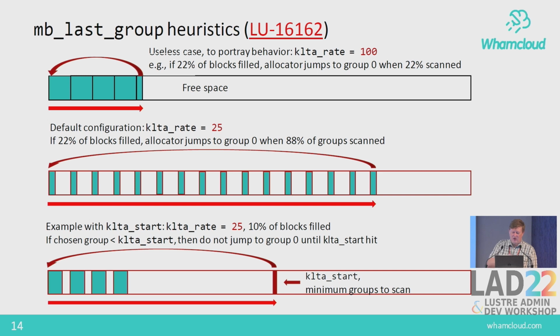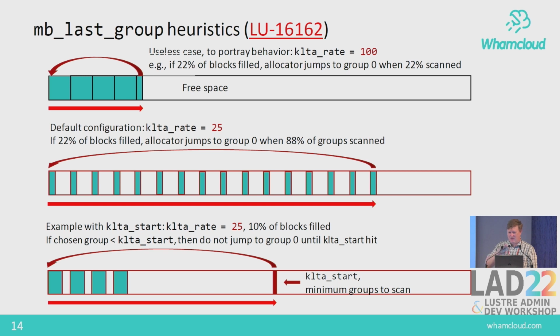And so in the example here, the file system is 22% full. They have this KLTA rate of 25, and so it means that when it's 25% full or less, then if you've scanned to the last group and it has hit 88% full, right? So that's 22% of the file system divided by the rate. It will reset to the beginning and try and prefer allocations from the beginning of the disk.